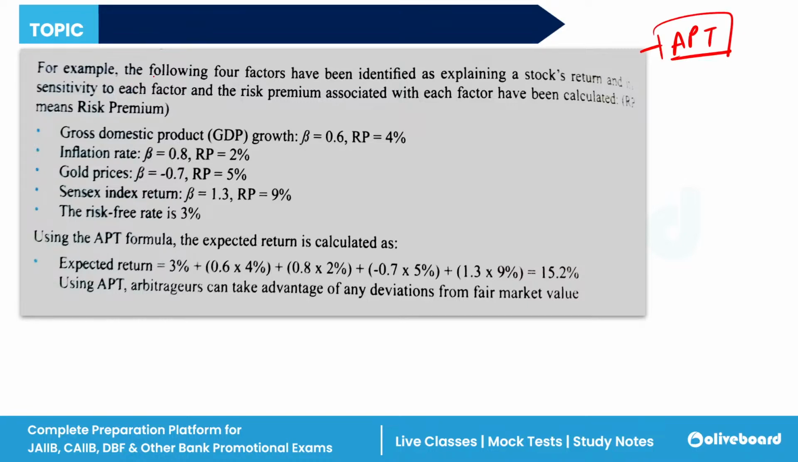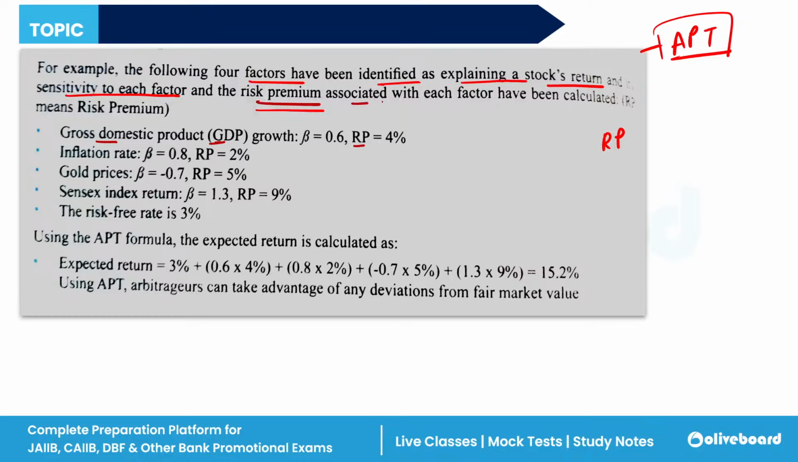What you have to do, for example: the following four factors have been identified as explaining a stock's return, with the sensitivity to each factor and the risk premium. So, in every statement, you will be getting one risk premium. Risk premium is what? I know that this particular thing is very risky, like GDP. It is very risky in your country. So, to cover risk, what does the country give? The country gives the risk premium. It gives the premium to cover the risk of that particular component.